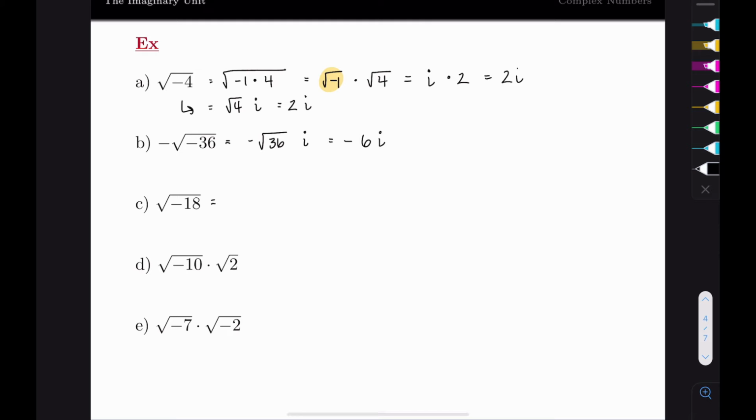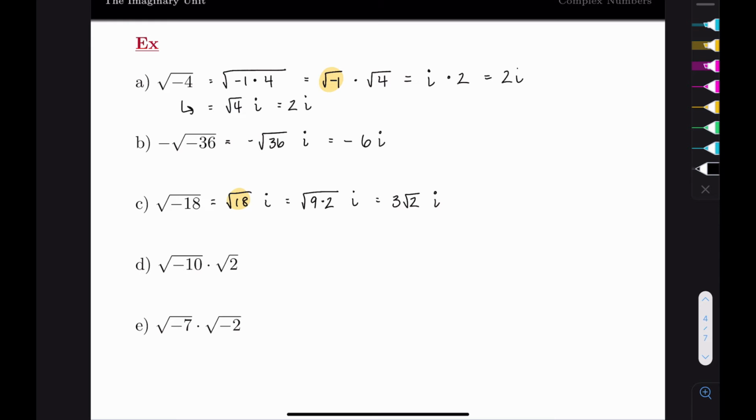In this next one, same thing. Immediately I see that minus sign underneath, so make it positive and put an i with it. Then we simplify this radical as we would. 18 we can write as 9 times 2, and 9 is a perfect square. The i is attached, and when you take the square root of 9, it gives us 3. So the square root of negative 18 simplifies to 3 root 2, and then we have an i attached to it.